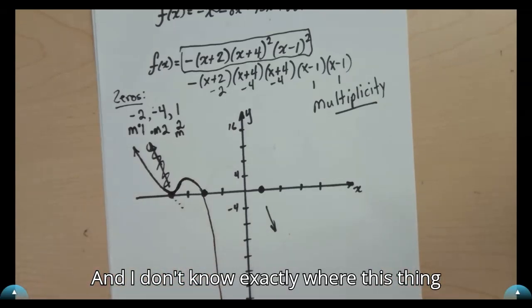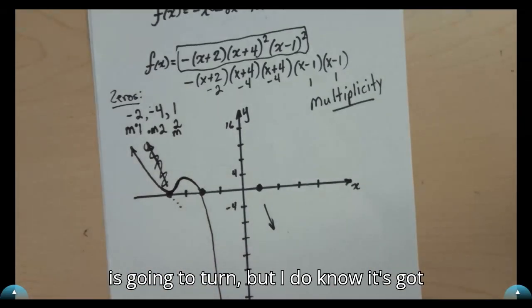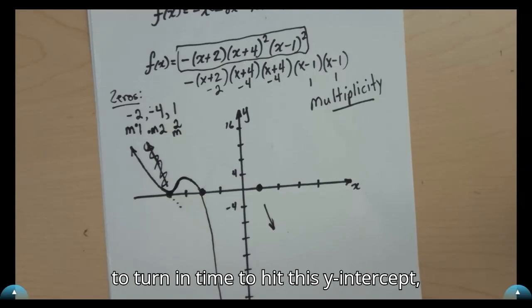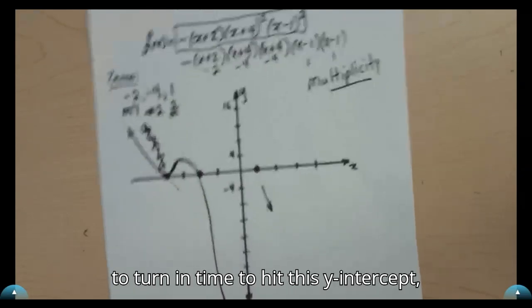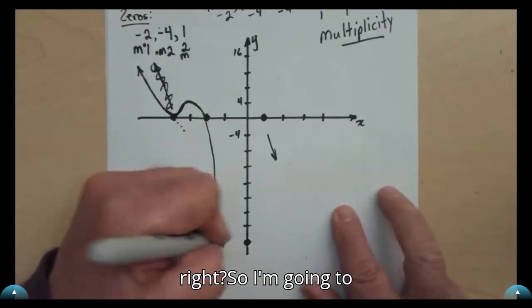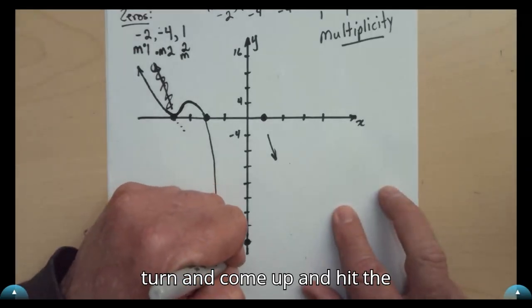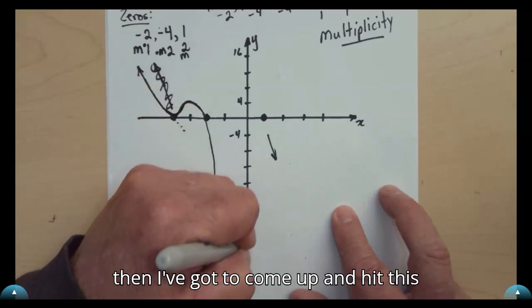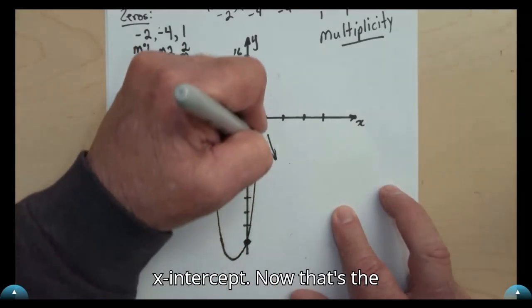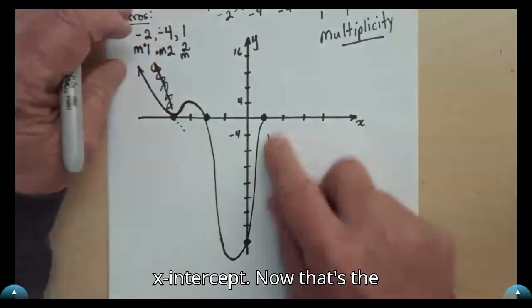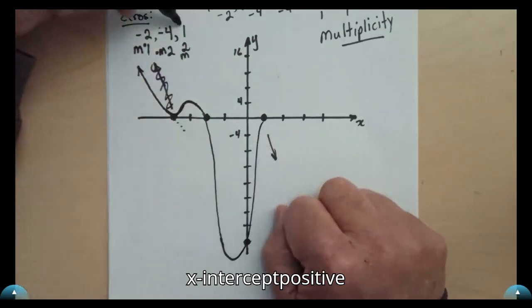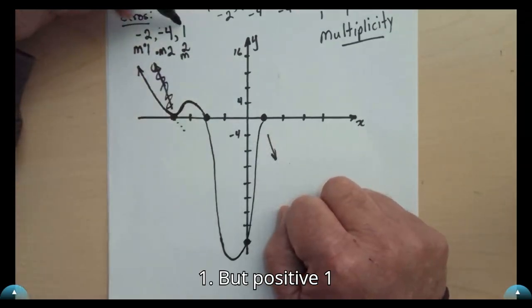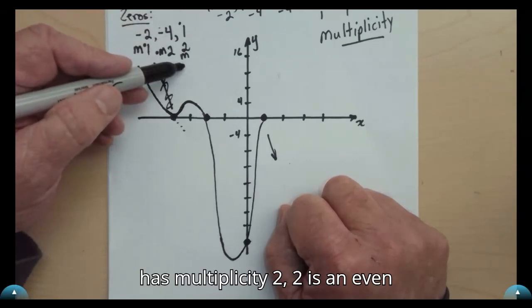I don't know exactly where this thing is going to turn, but I do know it's got to turn in time to hit this y-intercept, right? So I'm going to turn and come up and hit the y-intercept. And of course, then I've got to come up and hit this x-intercept. Now that's the x-intercept +1. But +1 has multiplicity 2.